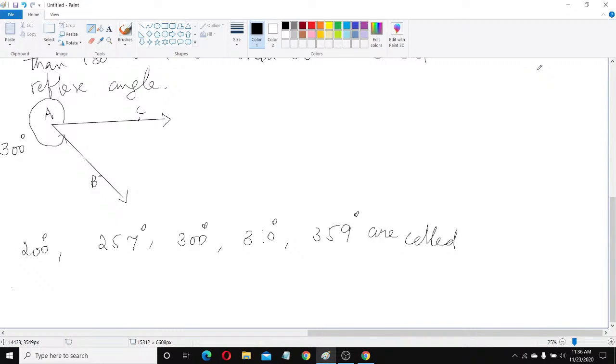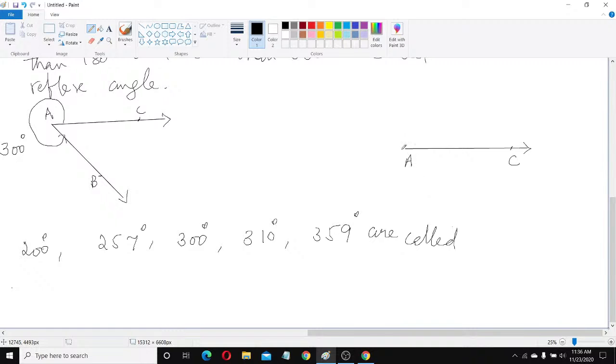Now it is the last type, children. See this figure. A is the initial point. Here AC ray is fixed, already you know. In the right angle AB ray makes an L shape. In the acute angle AB ray makes less than an L shape. In the obtuse angle AB ray makes greater than an L shape. And in the straight angle AB ray is opposite of AC ray.